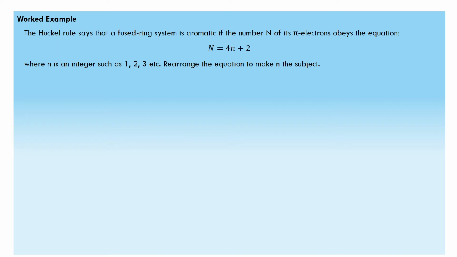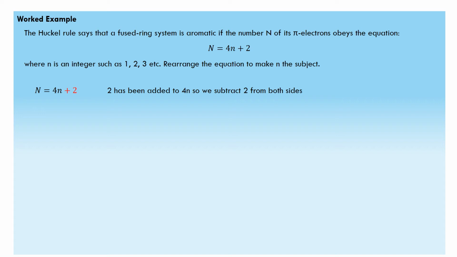So another worked example, the Hückel rule says that a fused ring system is aromatic if the number n of its pi electrons obeys the following equation, n equals 4n plus 2, where n is an integer such as 1, 2, or 3. And we're asked to rearrange the equation to make n the subject, lowercase n.